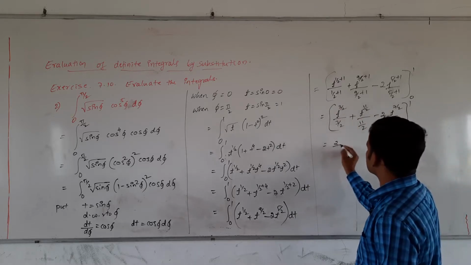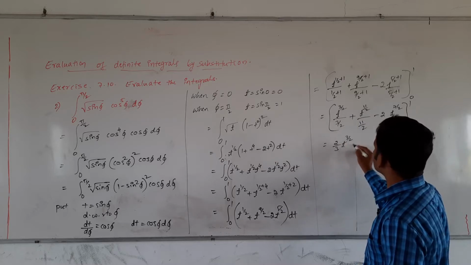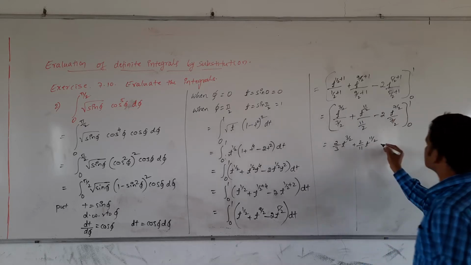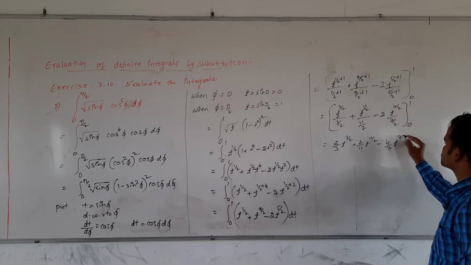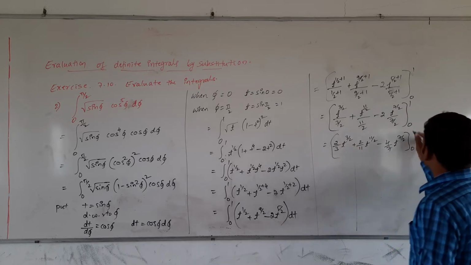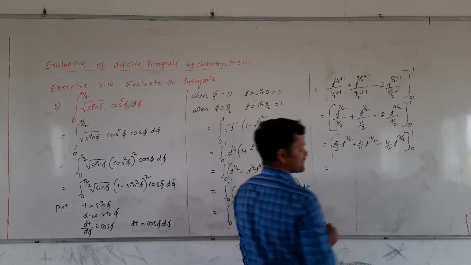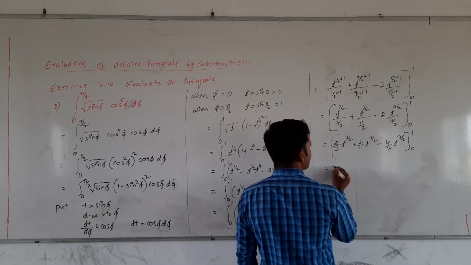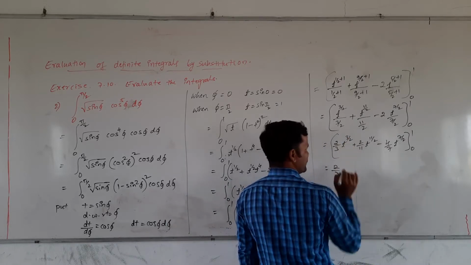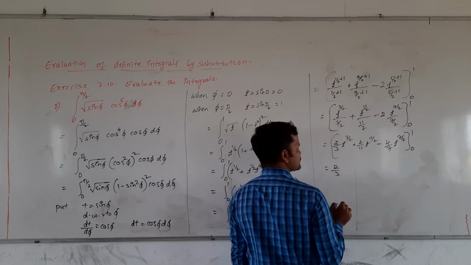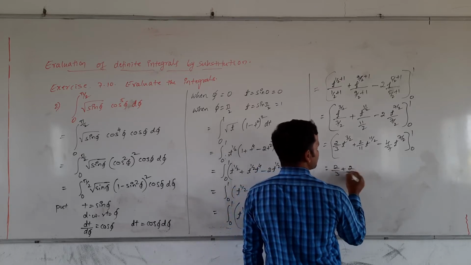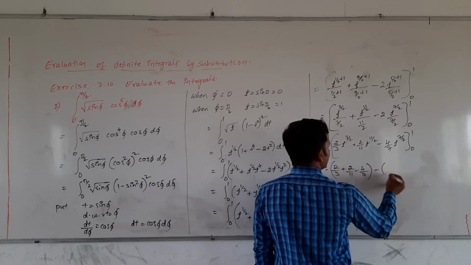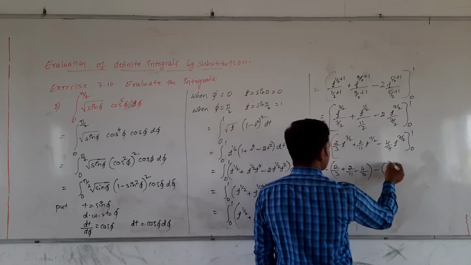Let me simplify, let me write one more step. 2 by 3 into t raised to 3 by 2 plus 2 by 11 into t raised to 11 by 2, minus 4 by 7 into t raised to 7 by 2, from 0 to 1. Now we will substitute the upper limit and the lower limit. Substituting the upper limit, t is equal to 1. This is 2 by 3 into 1 to the power of anything, 1 to the power of 3 by 2 is 1, so it is 2 by 3, plus 2 by 11 into 1, minus 4 by 7 into 1, minus the lower limit, which is 0.